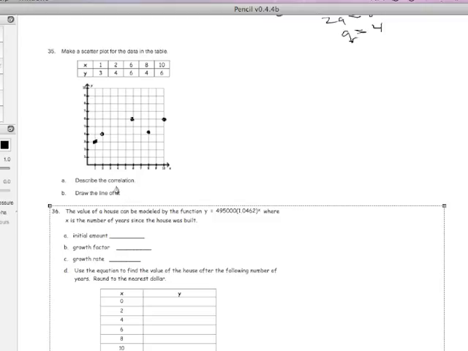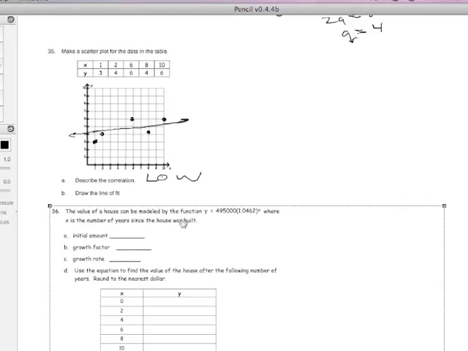Describe the correlation. I would say the correlation is low. I don't know another way to describe it. Draw the line of fit. Looks something like, maybe something like this. Gosh, I hope that's what you're looking for.